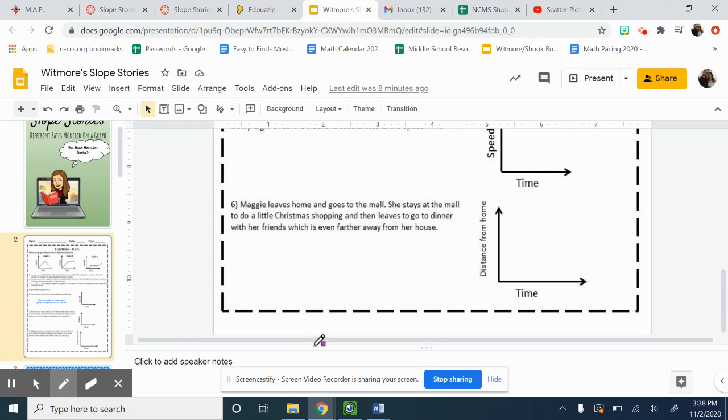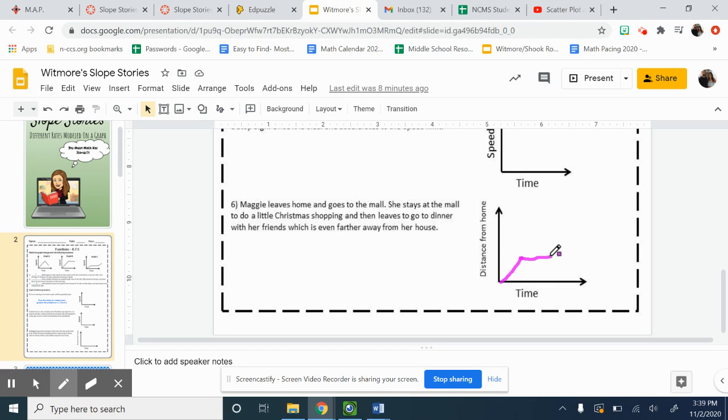Number 6 says Maggie leaves home and goes to the mall. She stays at the mall to do a little Christmas shopping and then leaves to go to dinner with her friends, which is even farther away from her house. So if she's starting at home, that starts at 0, 0. She's going to leave home. Now she's at the mall and she's going to stay there to do some Christmas shopping. So since it's talking about how far she is from home, that's not going to change. She's still going to stay at the mall.